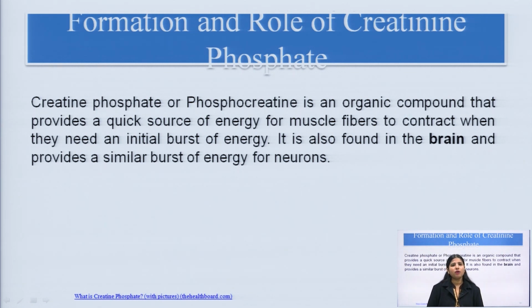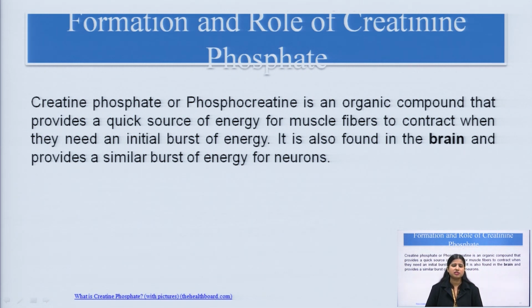Then there is a topic called creatine phosphate. What do you mean by creatinine or creatine phosphate or phosphocreatine? What are these terms? See here, creatine phosphate is also known as phosphocreatine. This is a form of energy. It is an organic compound that provides a quick source of energy for the muscle fibers to contract.